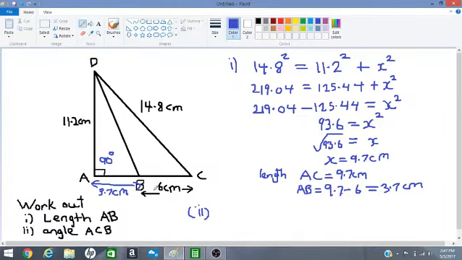Angle ACD. Let us locate the angle moving from A to C to D. The angle is located here where the middle letter is. C is in the middle. That's where the angle is located. We can use our trigonometric ratios, sine, cosine, and tangent. We have all three sides of our right angle triangle. Let's use sine. So sine of C will be opposite over hypotenuse, which is 11.2 over 14.8. We go to our calculators again.